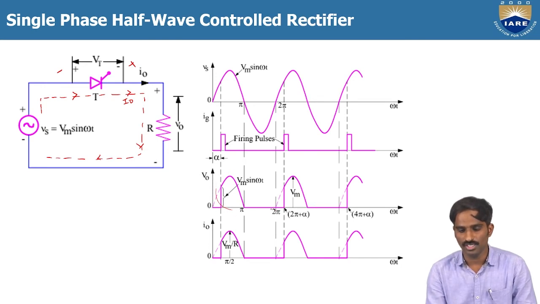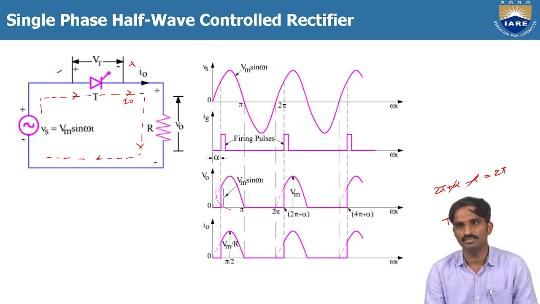So which means the total time period is 0 to 2 pi. Which means after every 2 pi, the thyristor will conduct. Like here you can see, this is alpha to 2 pi plus alpha. I mean, first the thyristor is conducting at alpha, then again it will conduct at 2 pi plus alpha. So the total time period is 2 pi plus alpha minus alpha, which is equal to 2 pi. So the total time period here, T, is equal to 2 pi.